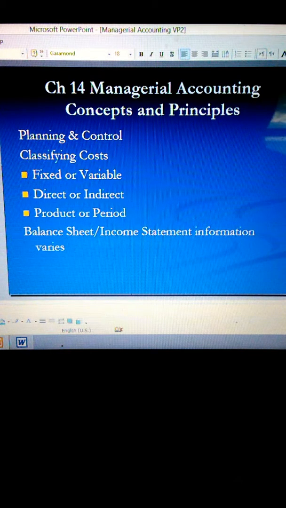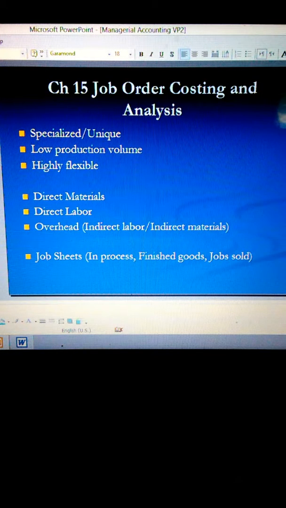Another important concept is classifying costs as fixed or variable, direct or indirect, product or period, to enable understanding of cost patterns and analyze performances. We also learned that merchandising, manufacturing, and service companies include different information on their balance sheets and income statements, particularly in regards to inventories and cost of goods sold. Two basic types of cost accounting systems are job order costing and process costing.